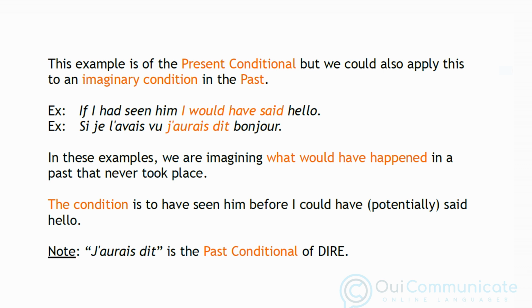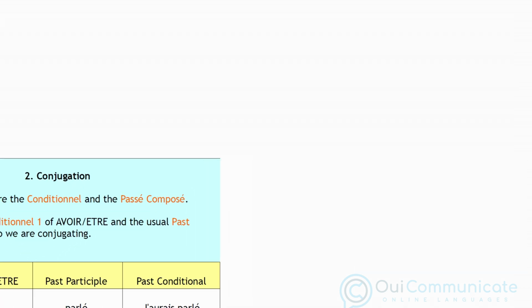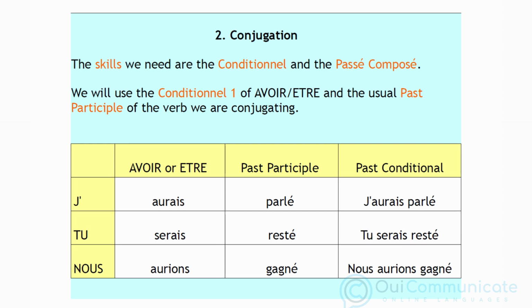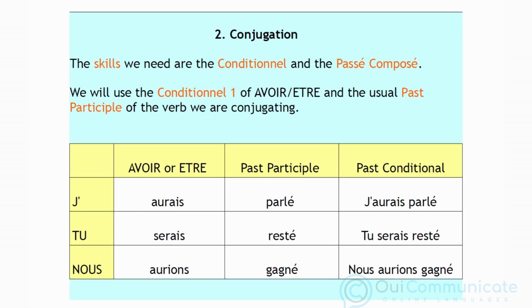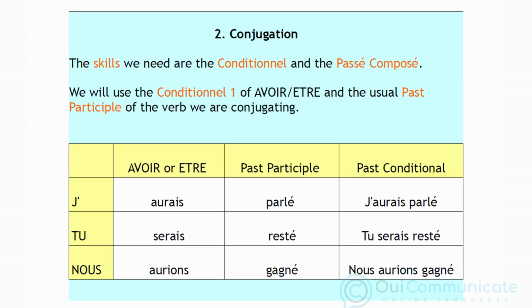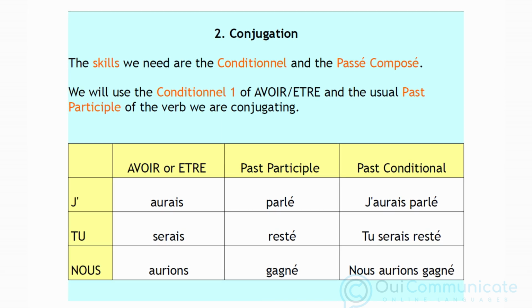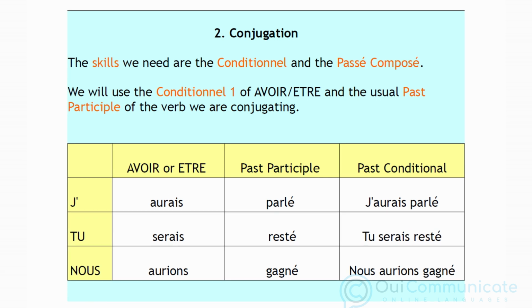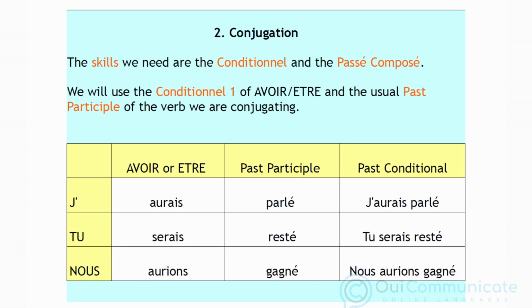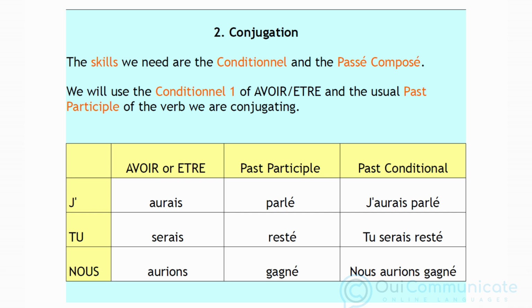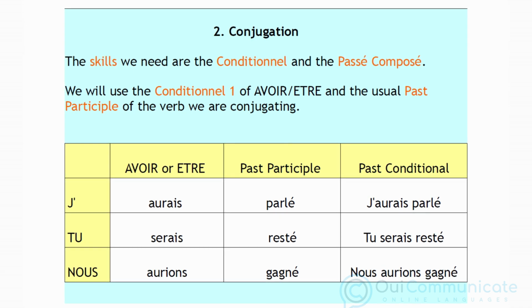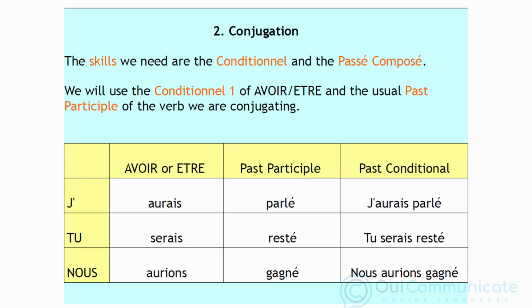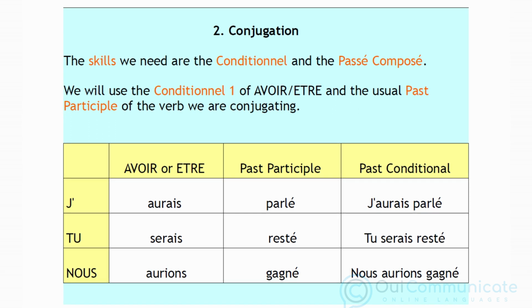In this example, j'aurais dit is the past conditional of dire. The skills we need are the conditional and the passé composé. We'll use the conditional one of avoir and être and the usual past participle of the verb we're conjugating. We have three sentences here. J'aurais parlé is made up of j'aurais, which is the conditional of avoir, and the past participle parler. J'aurais parlé. I would have spoken.